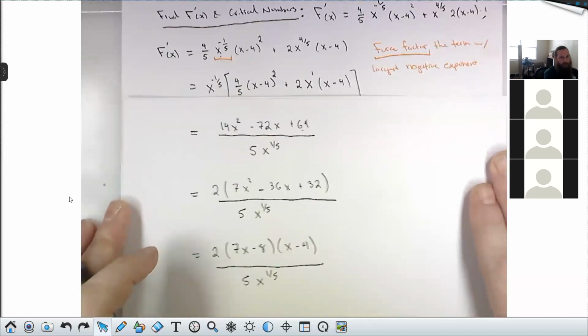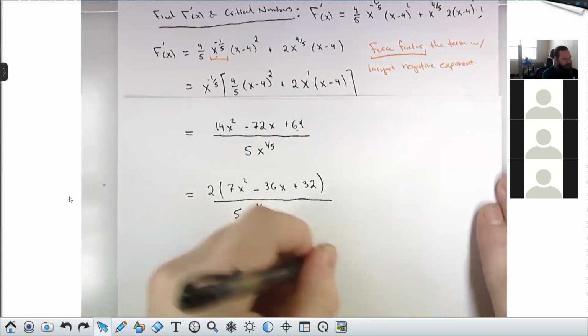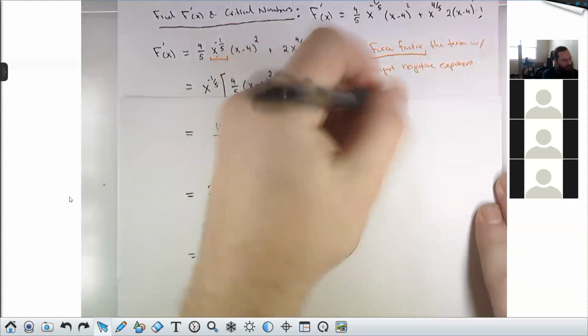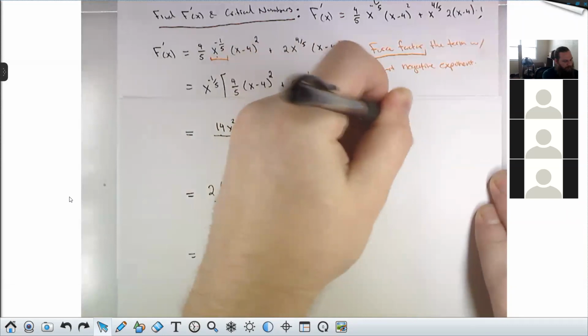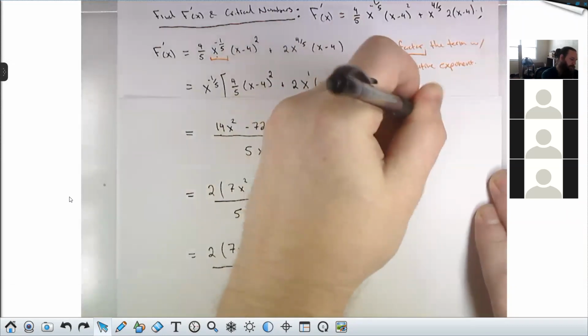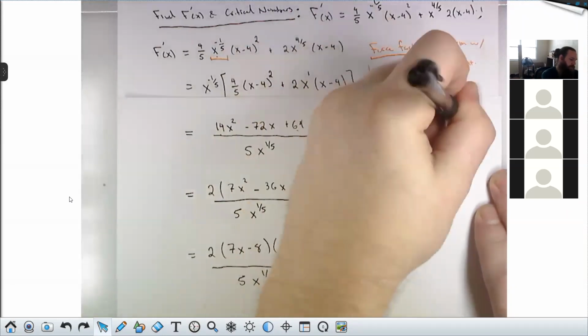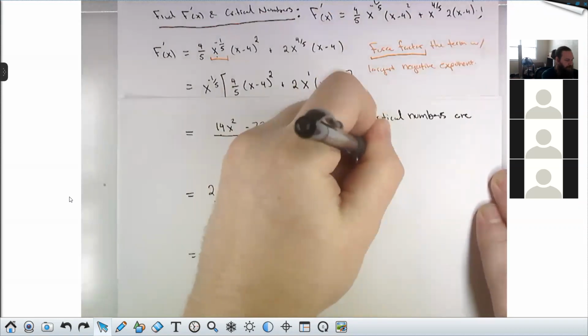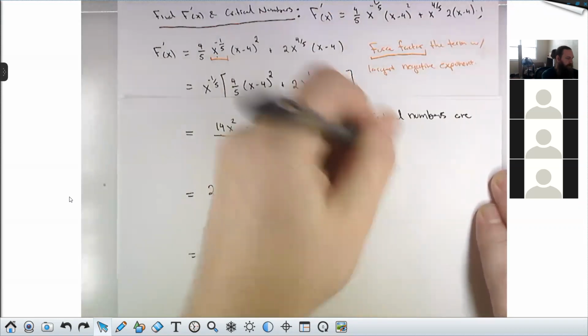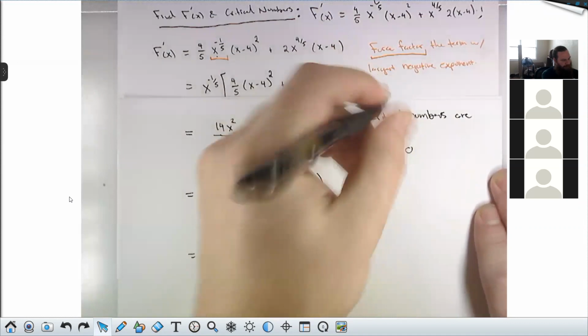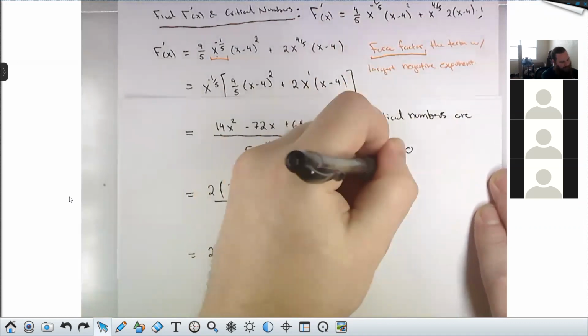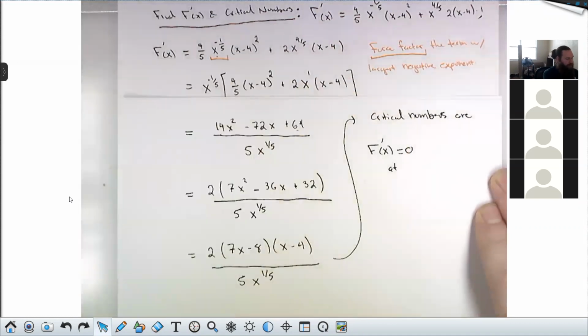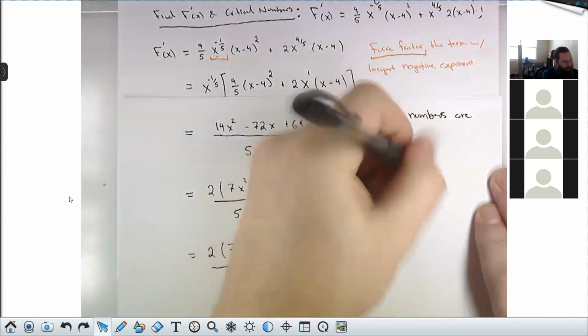So it's a meaningful amount of work to simplify f prime here. But then what does this tell me about my critical numbers? Well, where is f prime of x equal to 0? That's anywhere the top is 0. So that's going to be 8/7 from this factor and 4 from this factor.